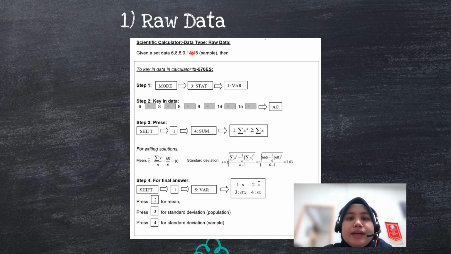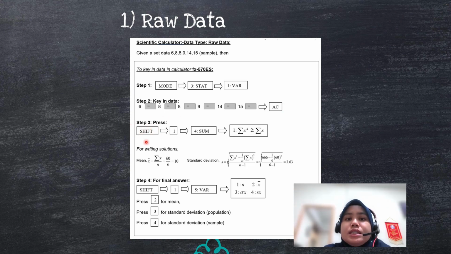Okay, for those who are using the 570ES calculator, let's practice. Step number 1, press mode and then choose number 3 and number 1. Step number 2, just key in your data, 6 equal, 8 equal, until 15 equal, and press AC.